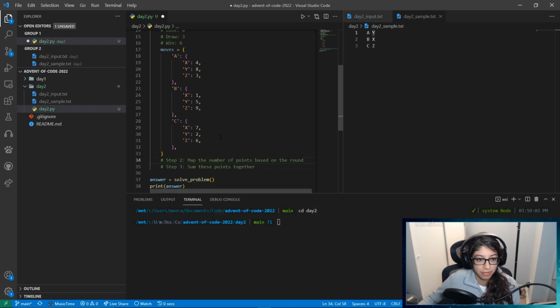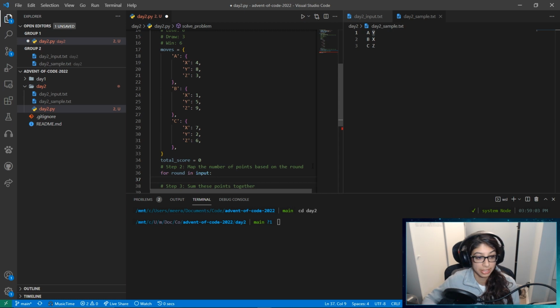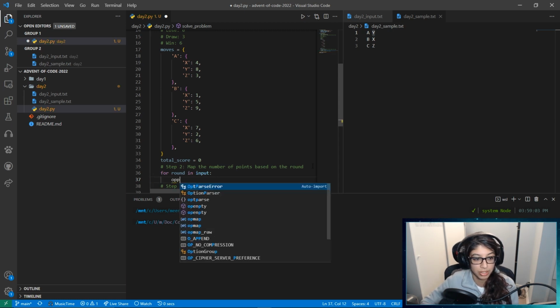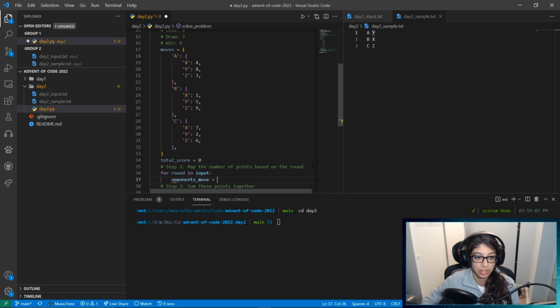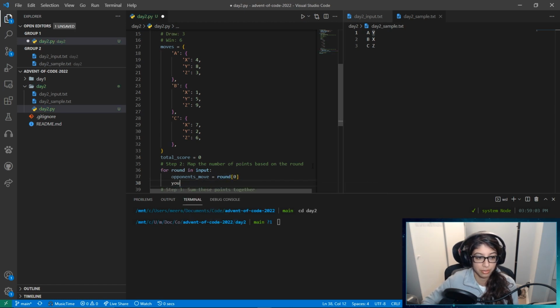So let's have a total score here so that we can keep track of it. For round in input, let's figure out the opponent's move. So opponent move equals round at 0, the first character, and then your move, since we know it'll always look the same, we can just say that it'll be at the 3rd character.